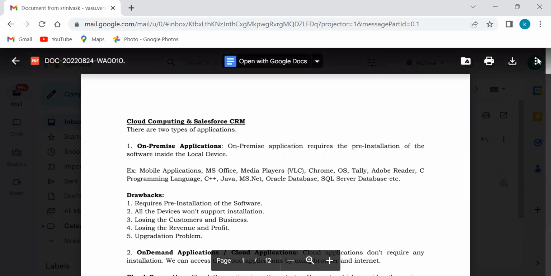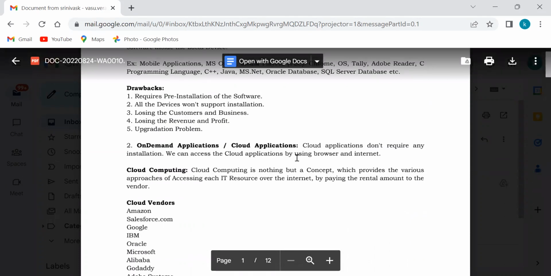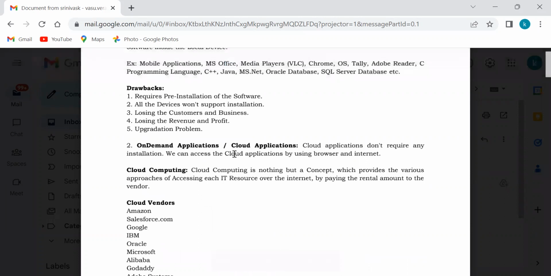These drawbacks can be overcome by using another type of application in the IT industry, which is called on-demand, or we also call them cloud applications. So what do you mean by on-demand or cloud application? What is the difference? How can the drawbacks of on-premise be overcome by using cloud? Now let me explain.